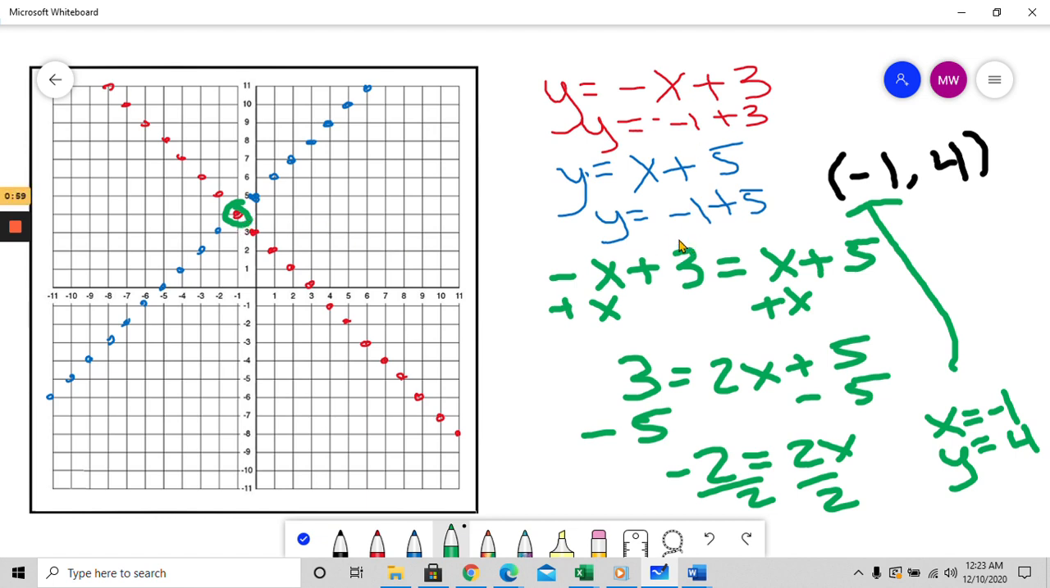So this is just another method. We have graphing, and we call this solving systems algebraically.